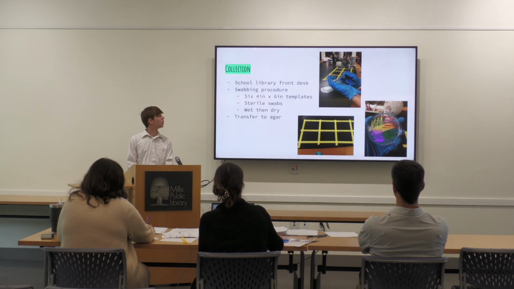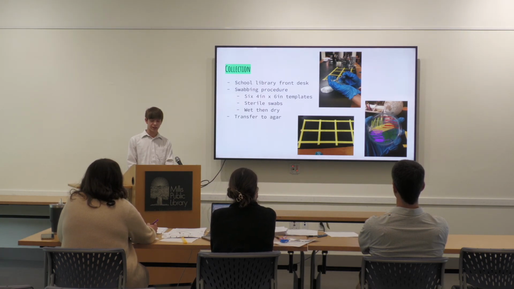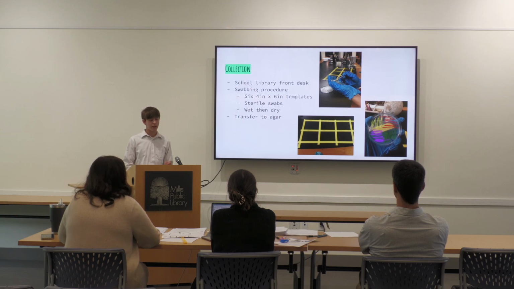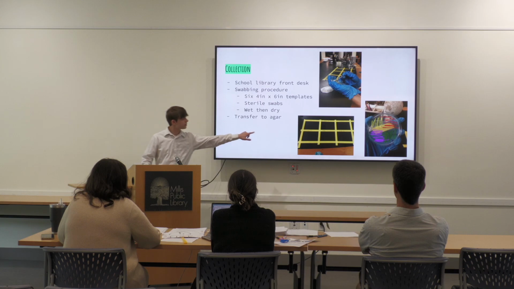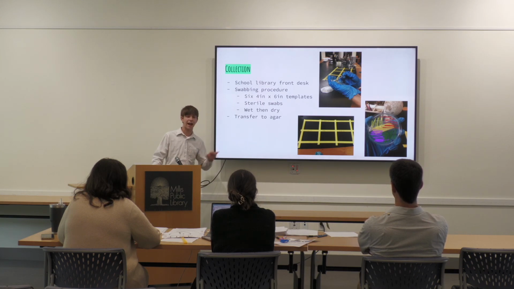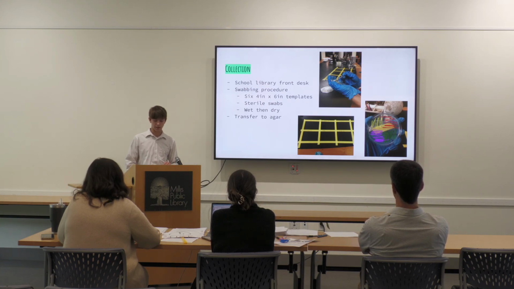The first part of this was collection. I chose to collect from the school library front desk. I chose this location because it is a place that is commonly touched by both middle and high school students. And for this, I had to make a very specific swabbing procedure. I chose to do 6 different sections, each 4-inch by 6-inch templates. As you can see at the bottom here, that's what the templates looked like as they were down on the desk.